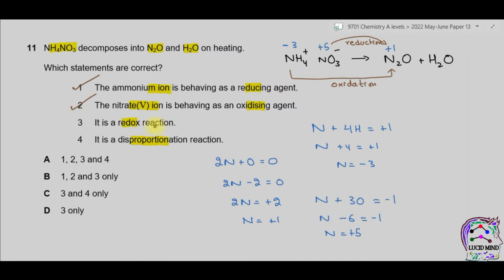Third one, it says it is a redox reaction. A redox reaction is the one in which both reduction and oxidation take place. So oxidation and reduction both are occurring, so therefore this is also correct.